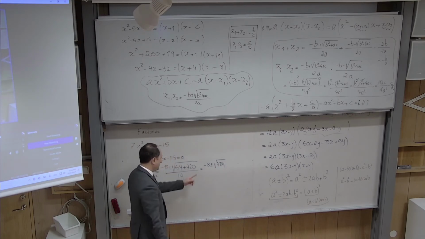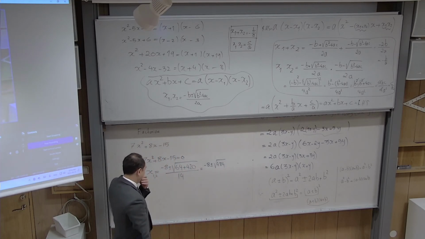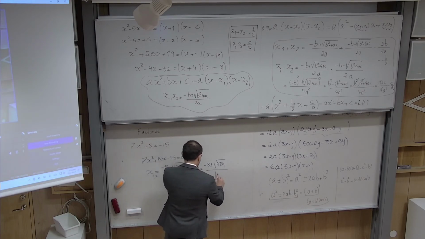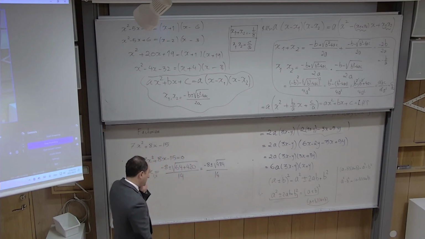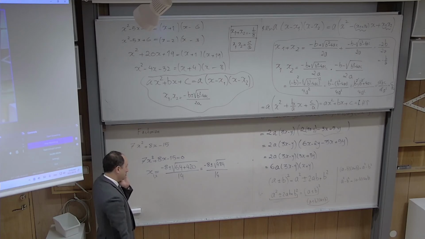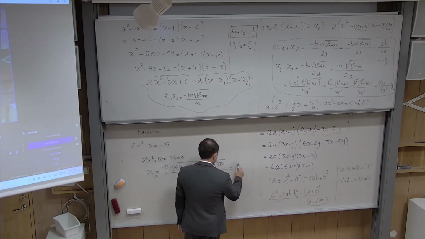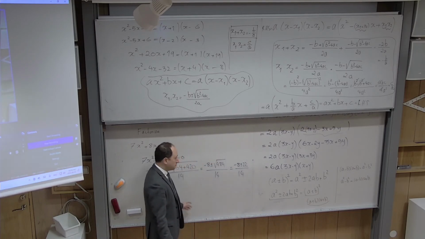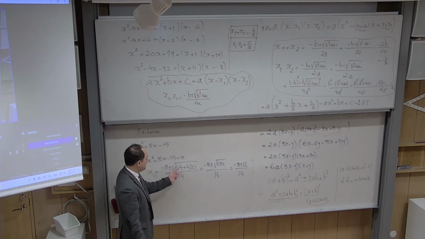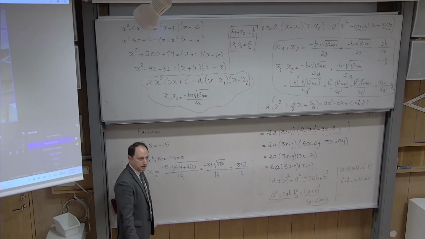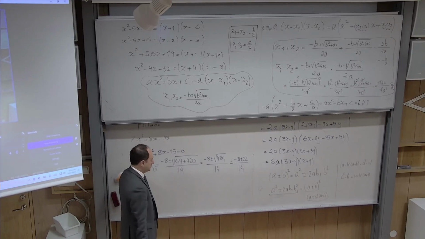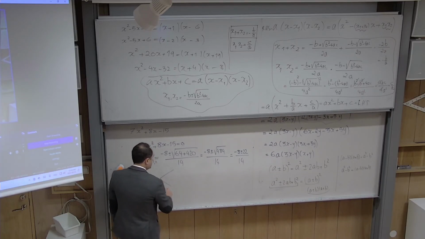484. Yes, I think this is a perfect square, isn't it? It is 22, isn't it? 22. Yes? Let me check. Yes, 22. So it is minus 8 plus or minus 22 divided by 14. It might be the numbers are big, but even if the numbers are very, very big, I don't have any problems because I can use a calculator. I have the algorithm. So then I have 2 roots.